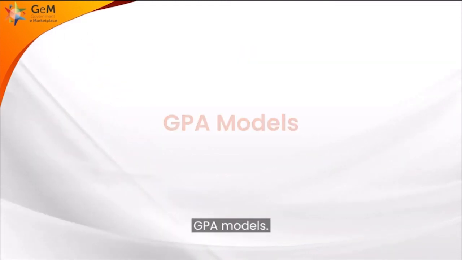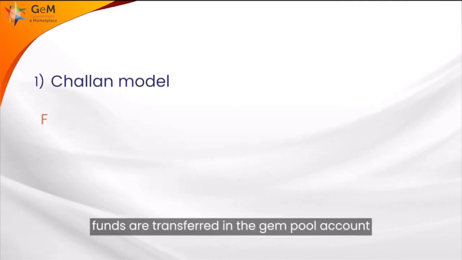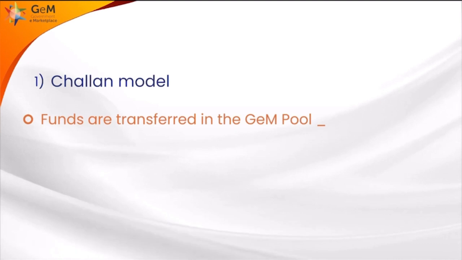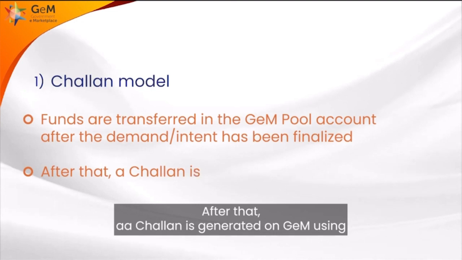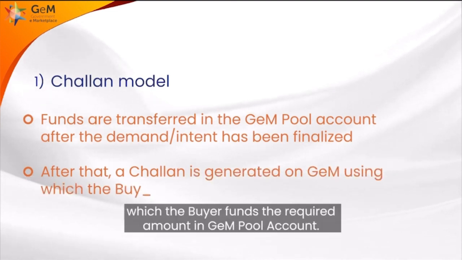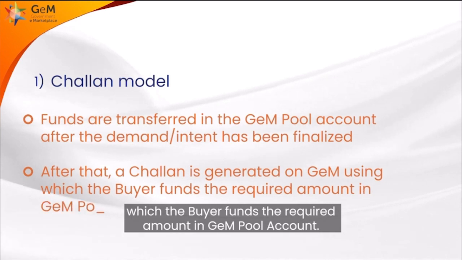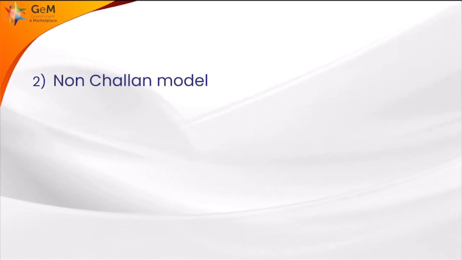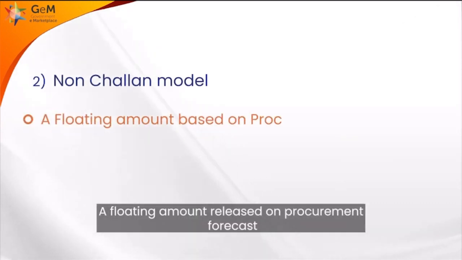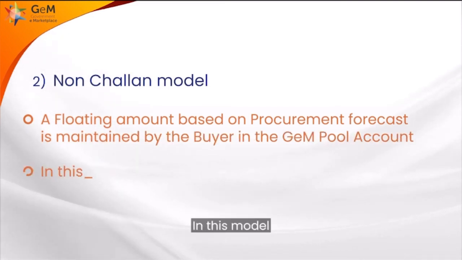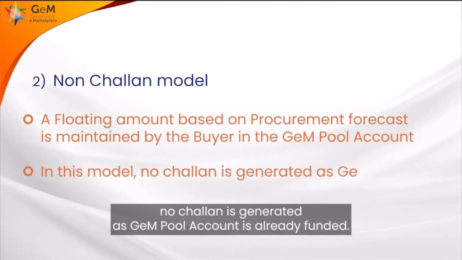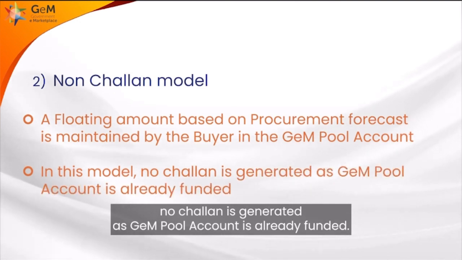GPA models. GPA has two models. 1. Challan model. Funds are transferred in the GeM Pool account after the demand or intent has been finalized. After that, a challan is generated on GeM, using which the buyer funds the required amount in GeM Pool account. 2. Non-challan model. A floating amount released on procurement forecast is maintained by the buyer in the GeM Pool account. In this model, no challan is generated as GeM Pool account is already funded.